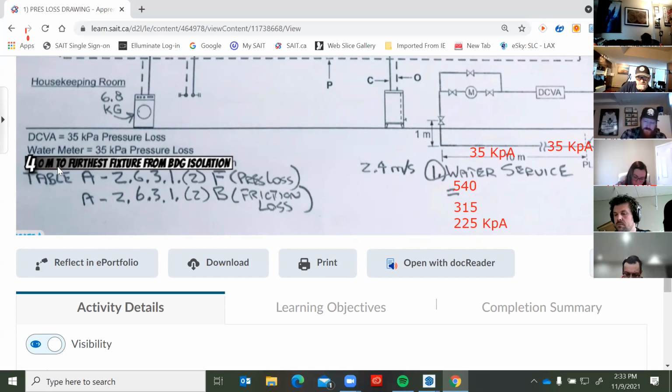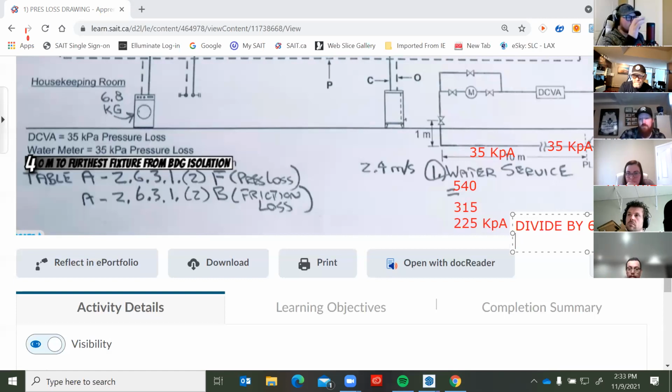So 40 times 1.5 is 60, right? So now you're going to take the 225 and divide it by 60. And what's that going to equal? 3.75. What does it say on the chart? What are the units they're using for that? kPa per meter. So 3.75 kPa per meter. And that is obviously over 2.6 kPa. So on this one, we would use the pressure loss method too. And if it's the same thing, 208.5 fixture units, right? So it'll still be a 2-inch service here.